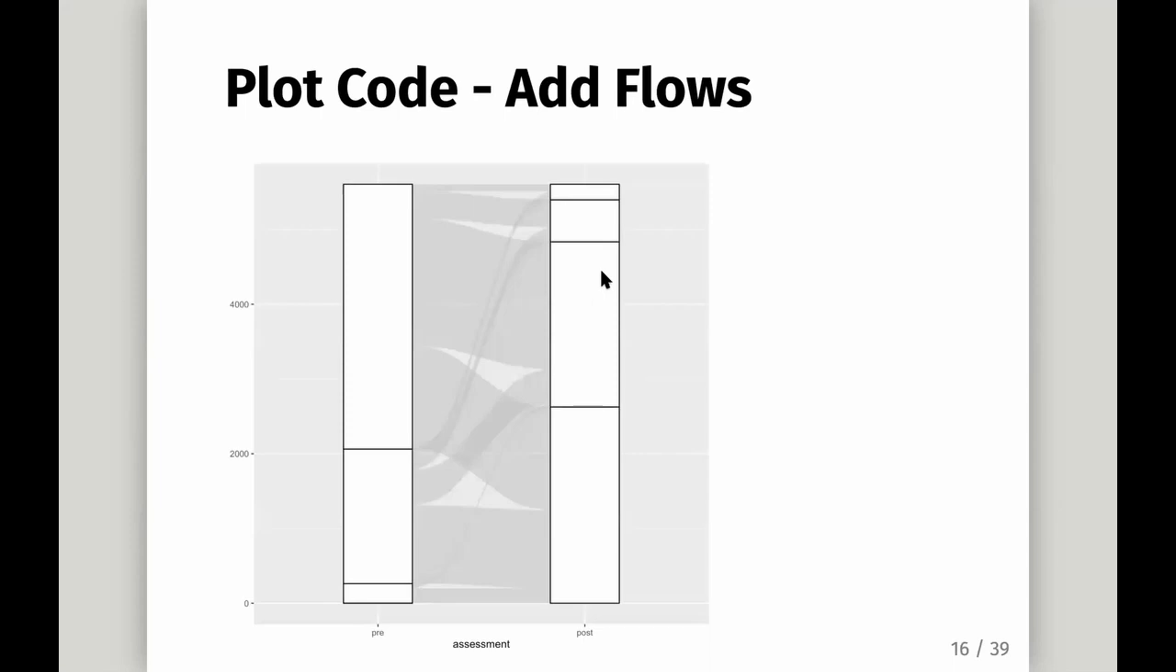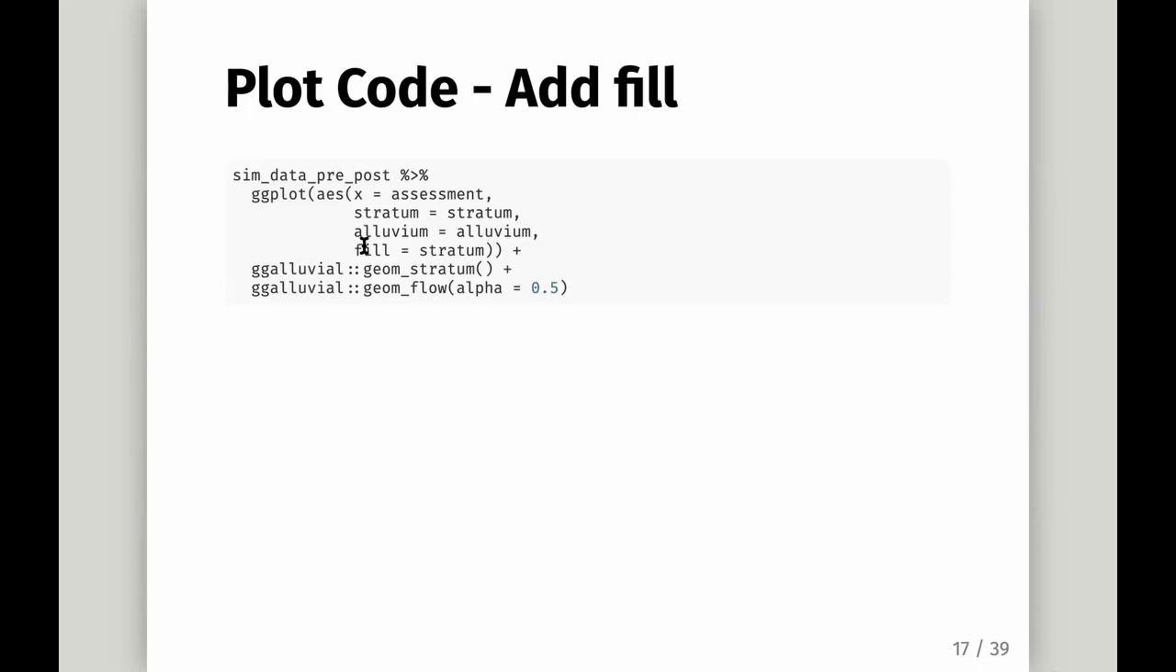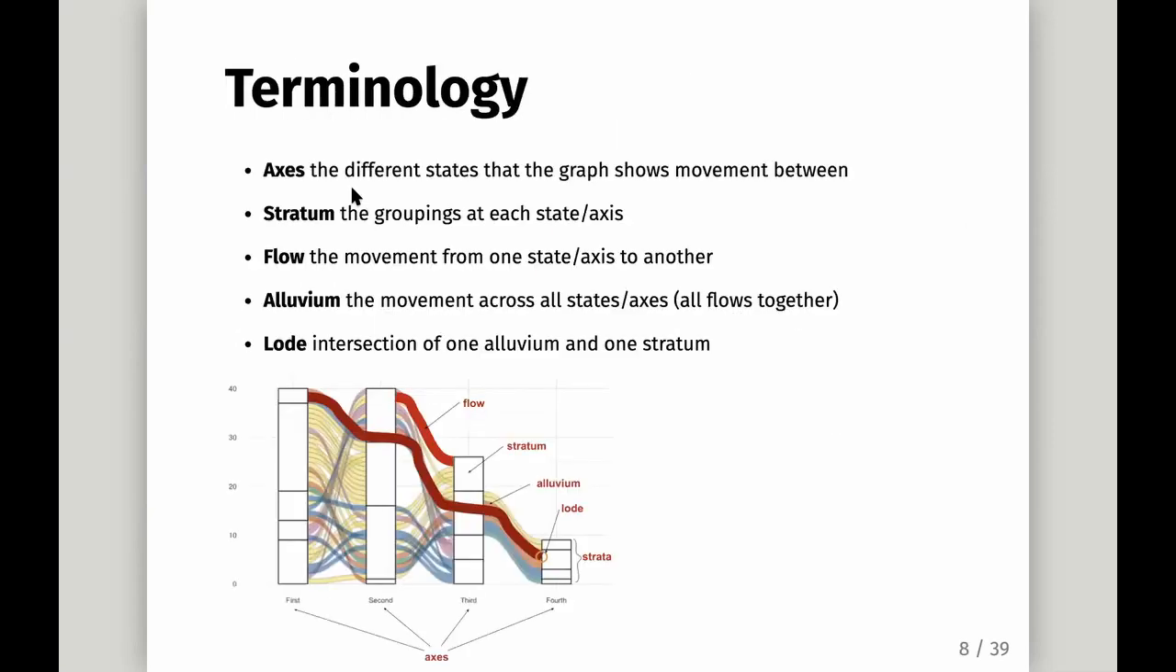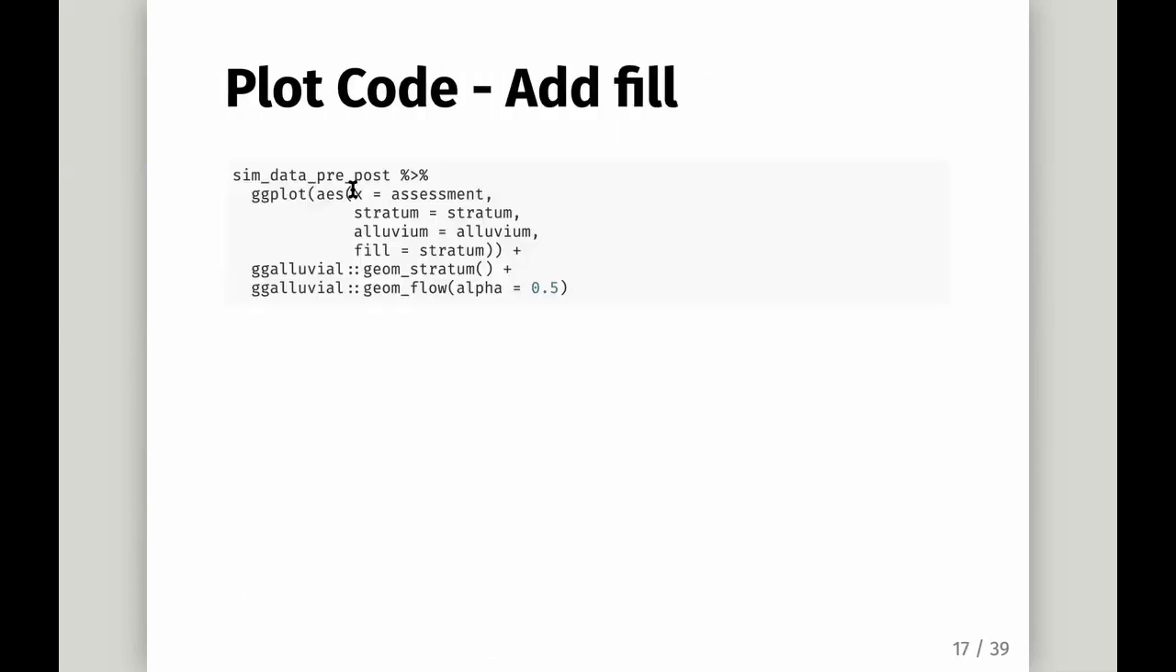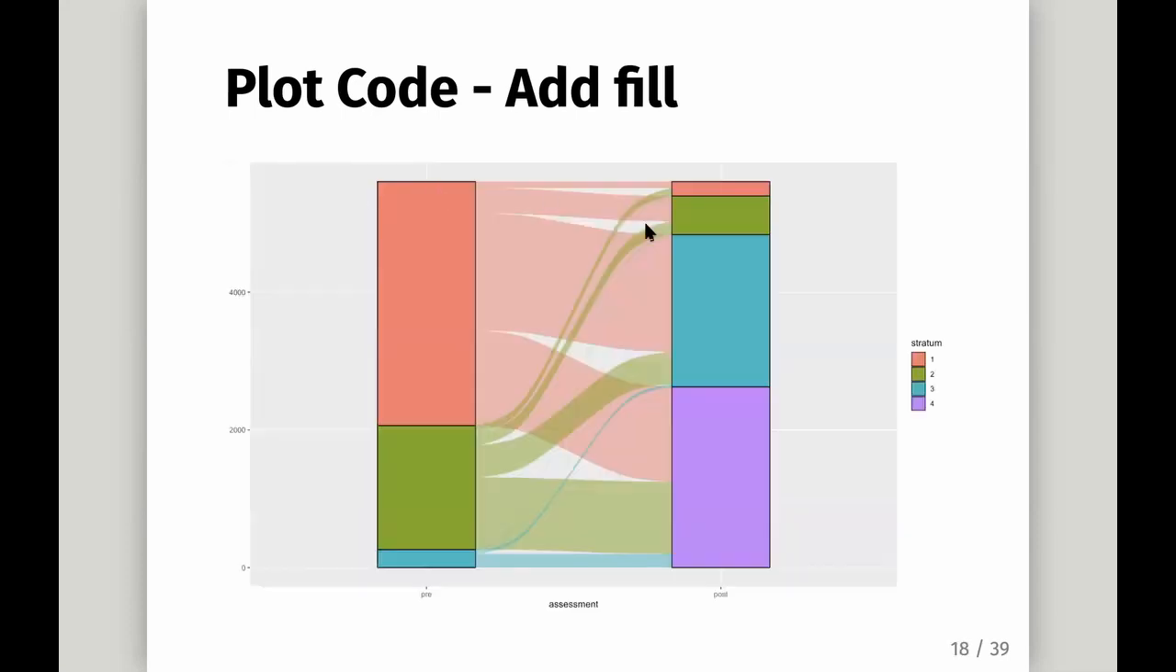But this isn't giving us a lot of information yet, right? Because it's a little hard for us to see what the actual flows are. We need to add a fill. So here I'm setting my fill equal to my strata, and that's within the aesthetics. That gives us the actual colors. So here I want to point out I'm just using the total default ggplot and the default colors, right? So we're going to beautify this. This isn't how it should be in the end, but just to point out right now, that's where we're at. So here we've added fill.